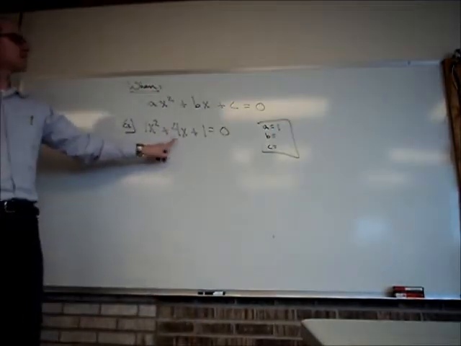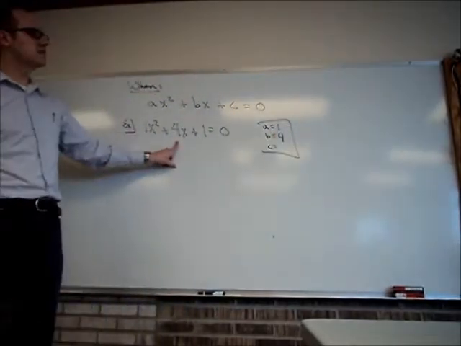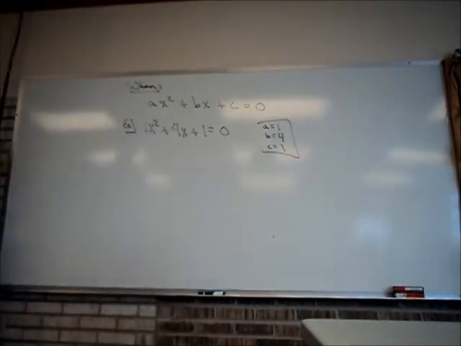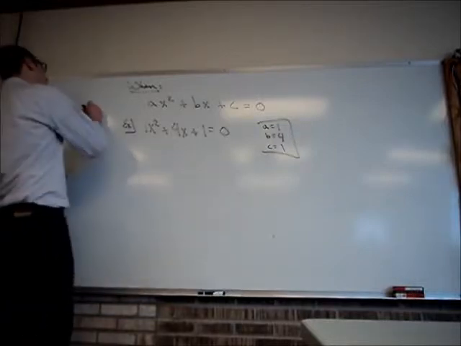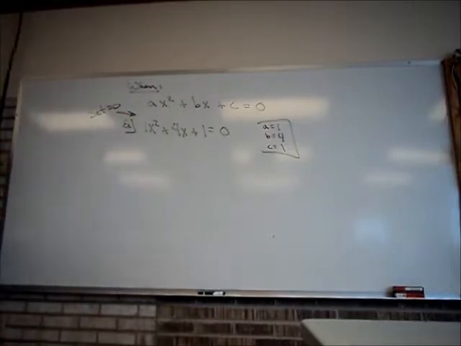B, the number in front of x. And C, the constant, 1. It has to be equal to 0, and it has to be in the correct order. If it's not equal to 0, get it equal to 0. Okay? Now we're good to go.